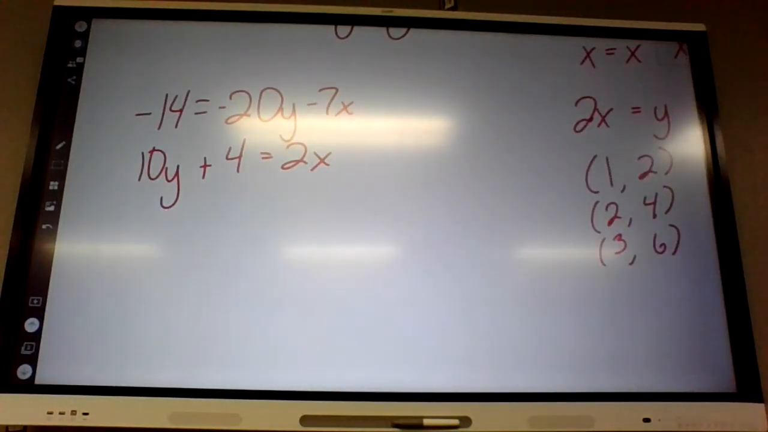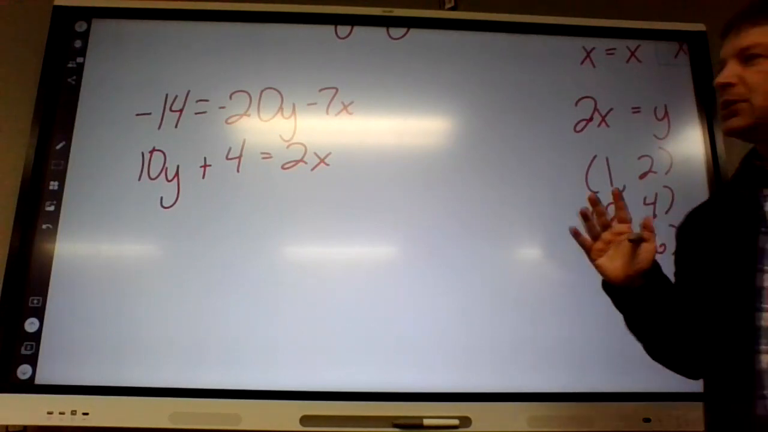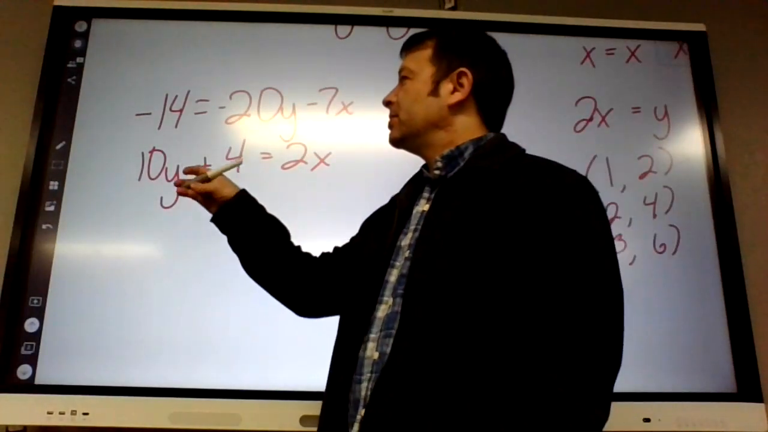So, we haven't seen one like this yet. Any ideas? Just put the negative, like you type A so it matches the other one? How can we make a match? Take the negative 14 and put it on the other side of the equation, and we can do the same with the bottom, in which 4 would be on the other side of the equation.